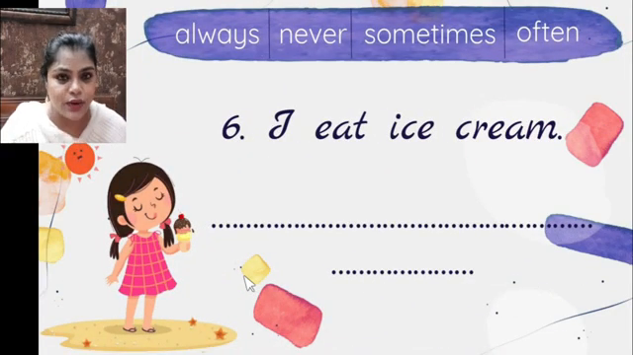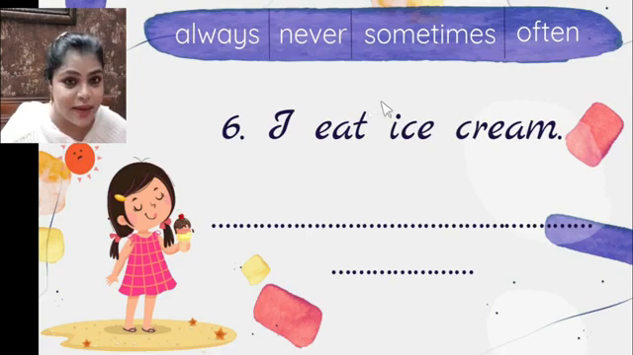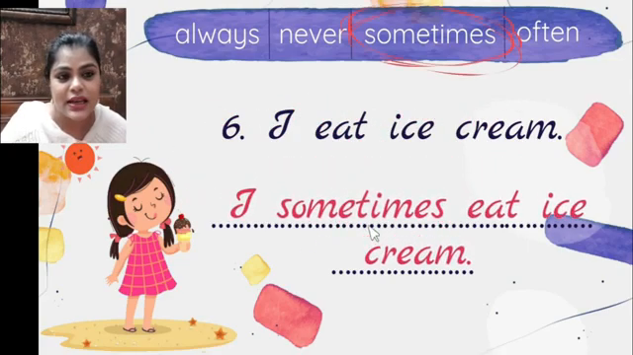I eat ice cream. So you always eat ice cream? No, you never eat ice cream? That's a lie. You eat, right? Then sometimes or often? Sometimes. Very good. I sometimes eat ice cream. So sometimes you want to eat chocolate also, right? Sometimes you want to eat pizza. Sometimes you want to eat a burger. So I sometimes eat ice cream. Okay. Now let's see the next one.